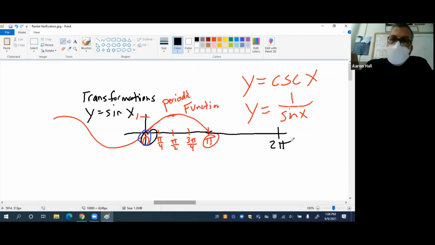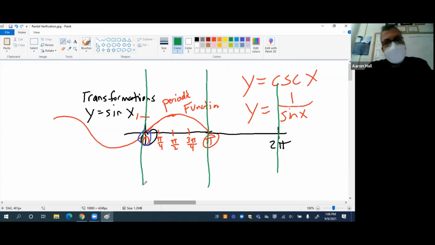We can't have those values. So we end up having vertical asymptotes again. We have a vertical asymptote here, here, and here that we converge on. Let me finish this. So this is sine right here, right? That's sine. Now I'm going to graph cosecant. There's a really cool relationship.